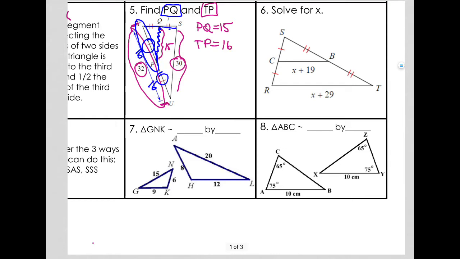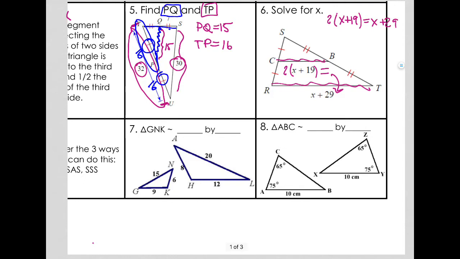So for number 6, we're solving for x. Once again, you should notice the sides are split in half. So if the sides are split in half, we know we have a mid-segment there. And remember, whenever you have a mid-segment, that mid-segment is half the length of the side it's parallel to. So one way of thinking about that is if it is half, then 2 of the mid-segments will equal the side length at the bottom there. So we have 2 of the x plus 19s will equal x plus 29.